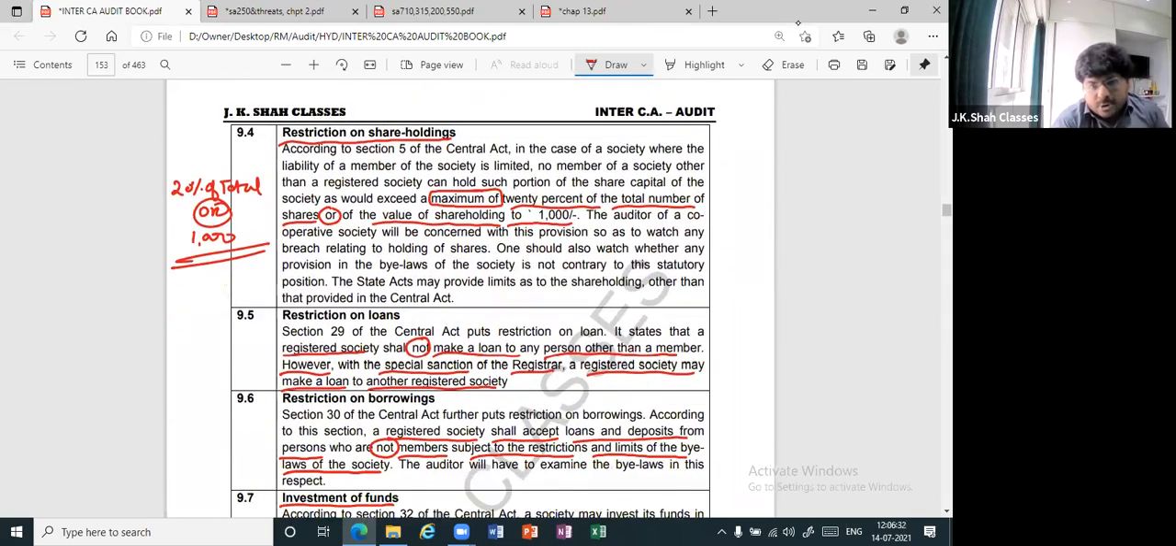Thereafter, see, we have restriction on loans. A registered society shall not make a loan to a person other than a member. However, with the special sanction of the registrar, a registered society can make a loan to another registered society.